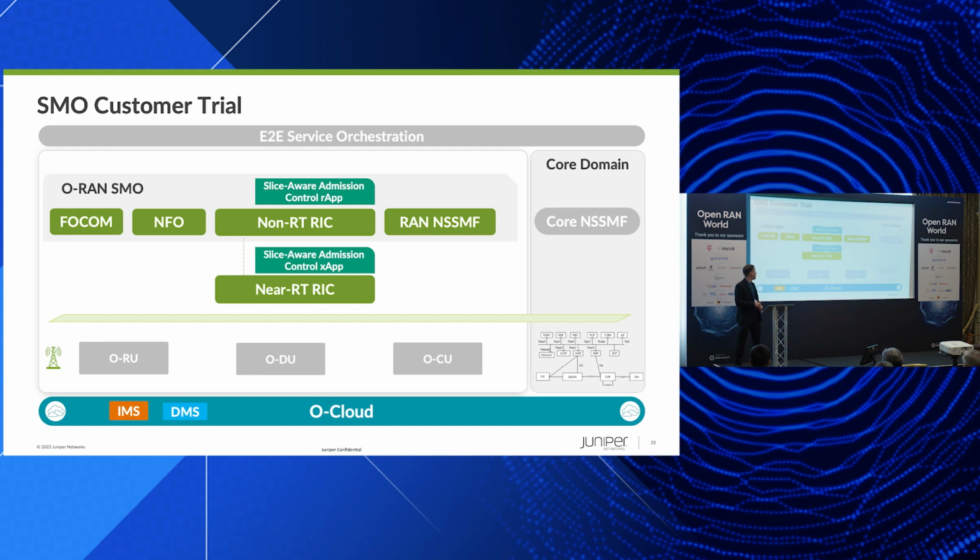And one trial that I'd like to mention here is we were asked by a tier 1 operator to demonstrate and prove out that it is possible to realize 5G network slicing in a multi-vendor environment. So really that was the key requirement of that trial, to go multi-vendor. Juniper, of course, was providing the RAN SMO and the RIC in that case. The network functions were provided by another vendor. Core domain management was also another vendor, and at the top level, the service orchestration was provided by another vendor. So it was truly multi-vendor in that case.